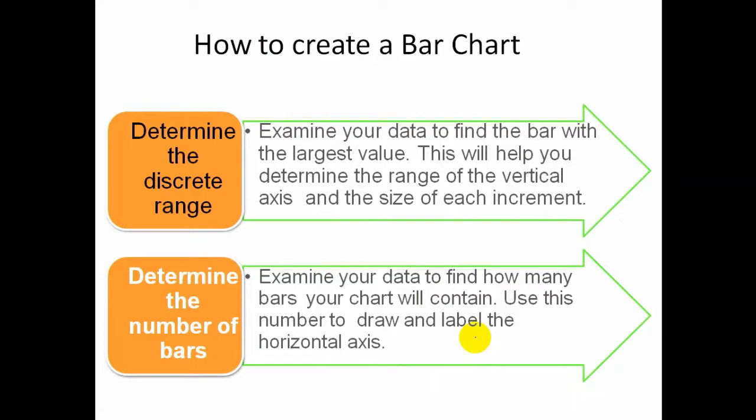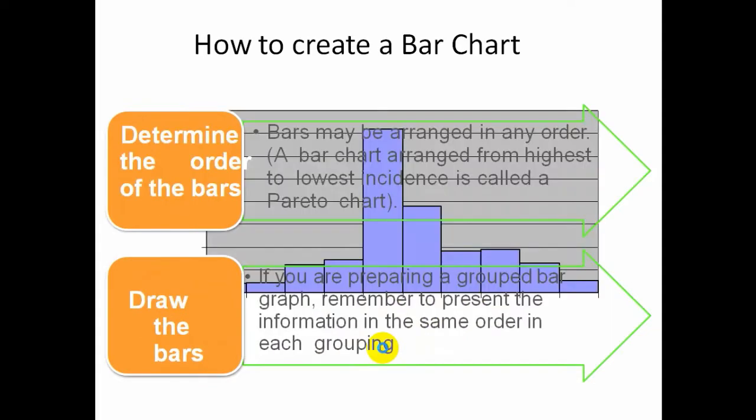These steps are very important for the creation of a bar chart. First of all, determine the discrete range. For the discrete range, examine your data to find the bar with the largest value. This will help you determine the range of the vertical axis and the size of each increment. And in the second stage, determine the number of bars. Examine your data to find how many bars your chart will contain. Use this number to draw and label the horizontal axis.